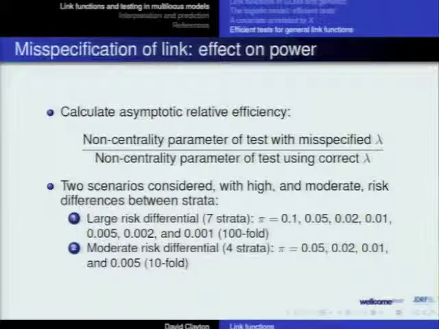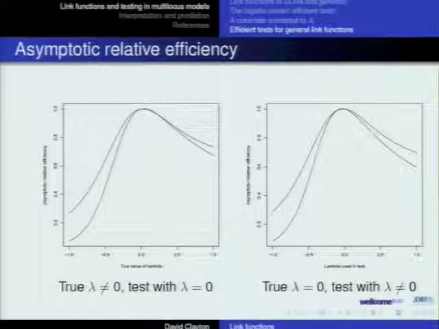So, what's the effect of misspecifying the link? What's the effect on the power of the test? Well, I just looked at two possibilities, one in which there was a 100-fold difference in risk between the strata, and one in which there was a 10-fold difference in risk between the strata. So again, you're looking at extraneous variables which are important and potentially hugely important. And this is the effect. It's probably best to concentrate on this one.